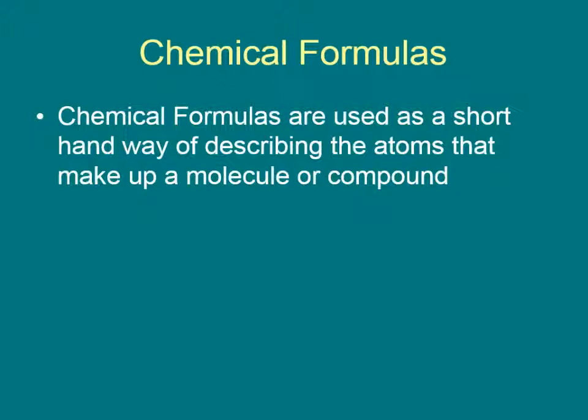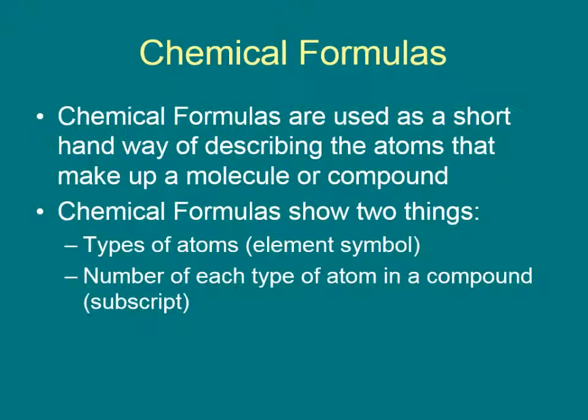And like Pat said, formulas tell us 2 things, right? They will tell us what types of atoms, and we use the chemical symbols to represent that. And then it also tells us how many, or the ratio of those types of atoms that we need to get everybody to 8 and make everybody happy.